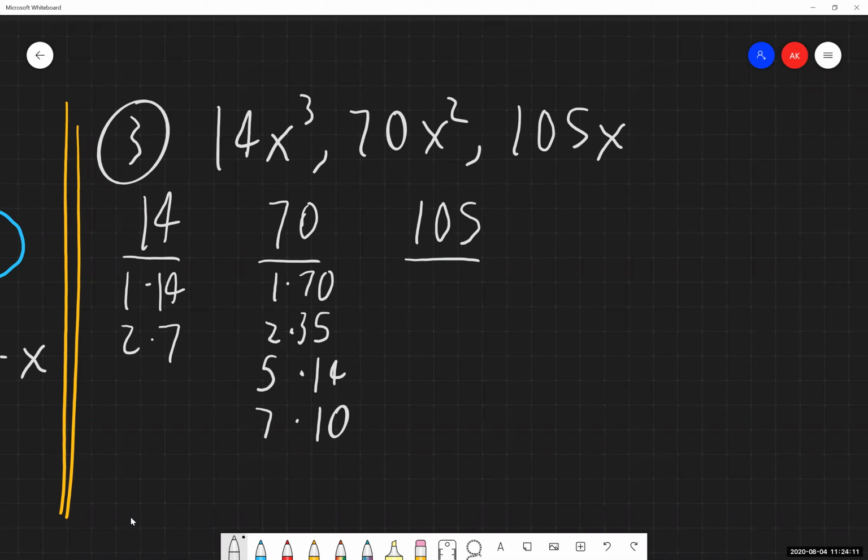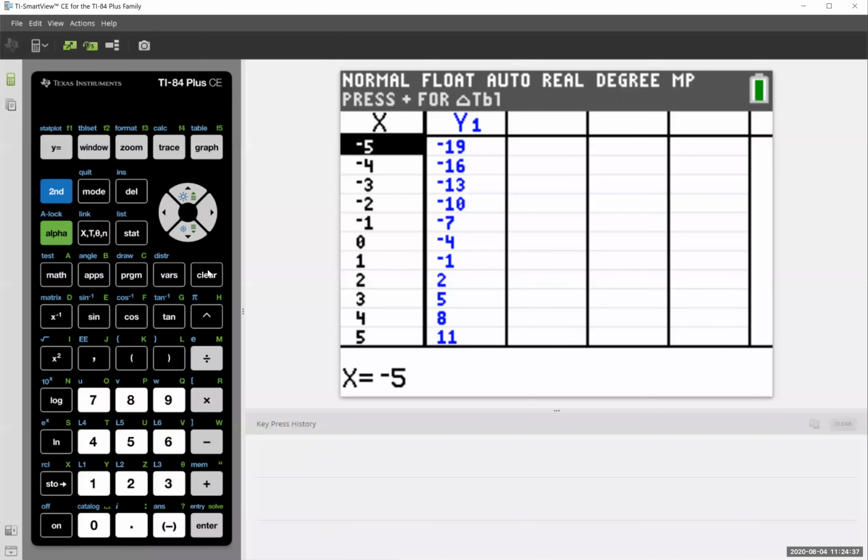And now listing the factors of 105. I'm just going to show you guys, here's a nice little trick that you can do with this. Okay. So if you have your graphing calculator, now would be a good time to get that out. I'm going to show you guys a nice little trick to work with some of these larger numbers and finding the factors of them. Back to the home screen here.